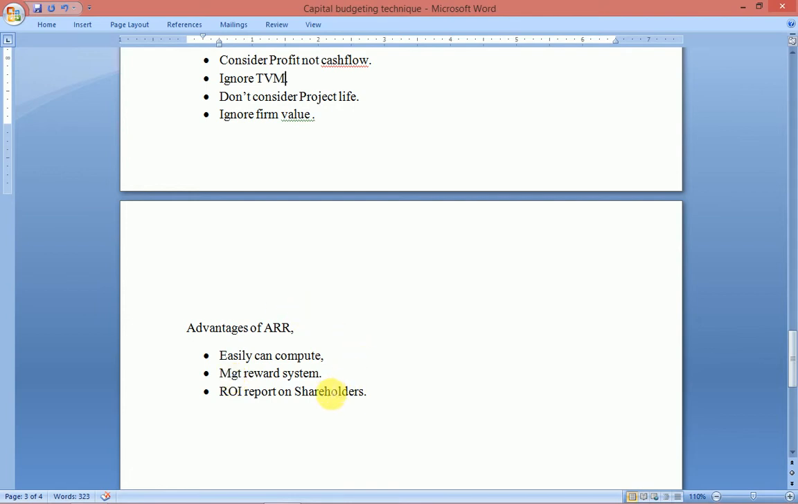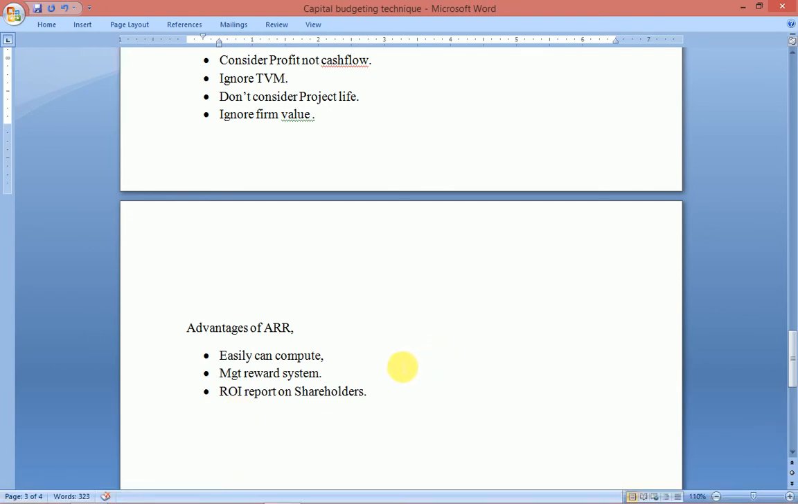The last advantage is ROI, reporting shareholders' return on investment. You can easily make that report from the accounting rate of return, and then make a report to your shareholders. So it is very good accountability to your shareholders that you can make from your accounting rate of return.